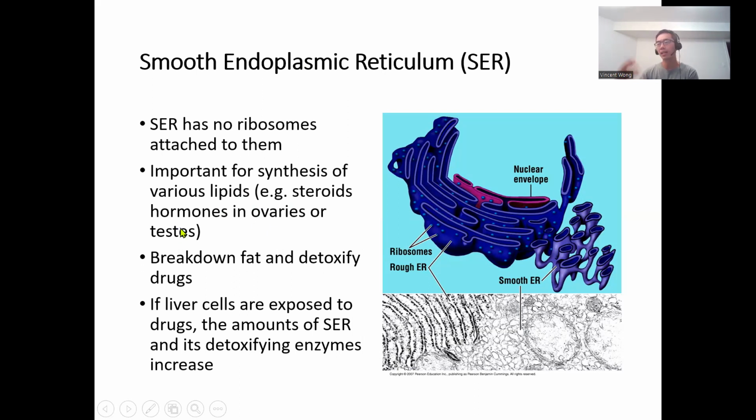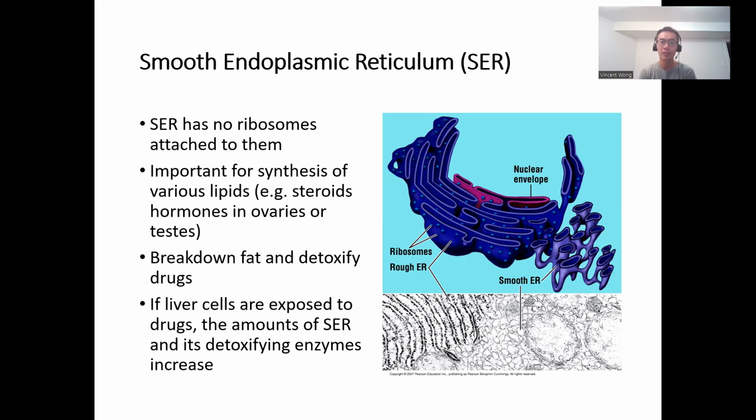Something like a heart cell is not going to need as much smooth ER because it's not going to be secreting any steroid hormones, right? So the cell function is going to dictate how much of a certain organelle is going to be present inside the cell.